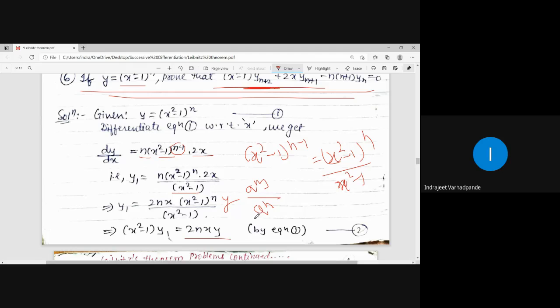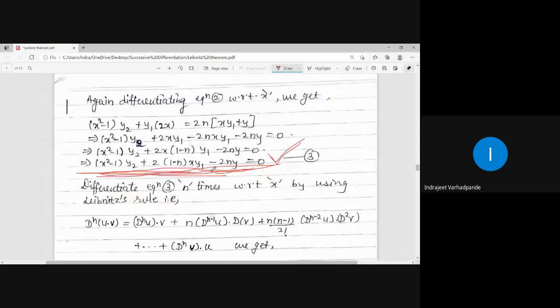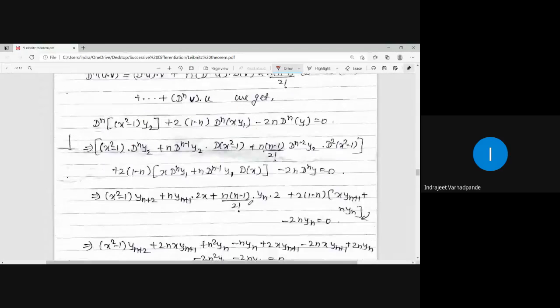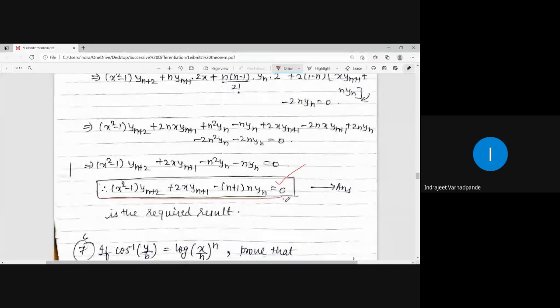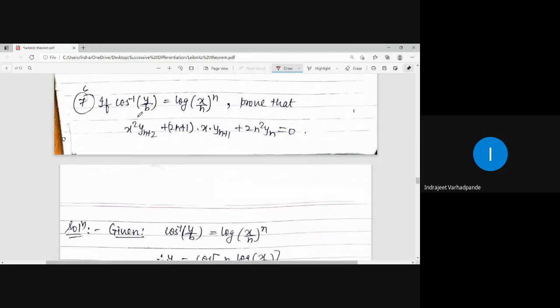So kindly try this example. If not, we will discuss, right? So both the results are known. This is your equation number 3 and this is your desired result after simplification you should get. Is this point clear? Yes, sir. Note down the next question.